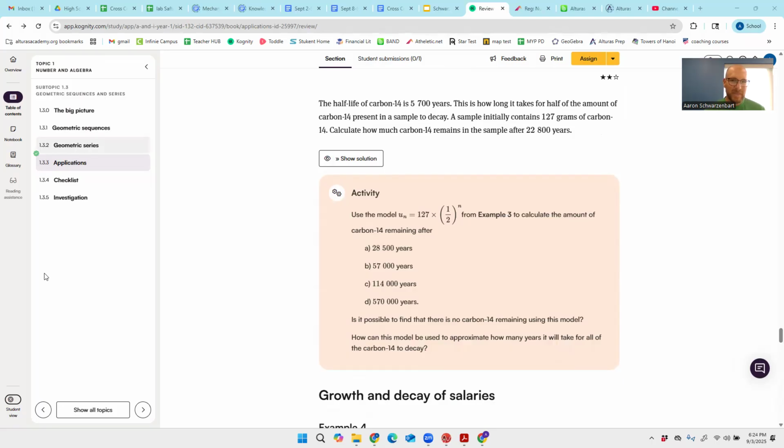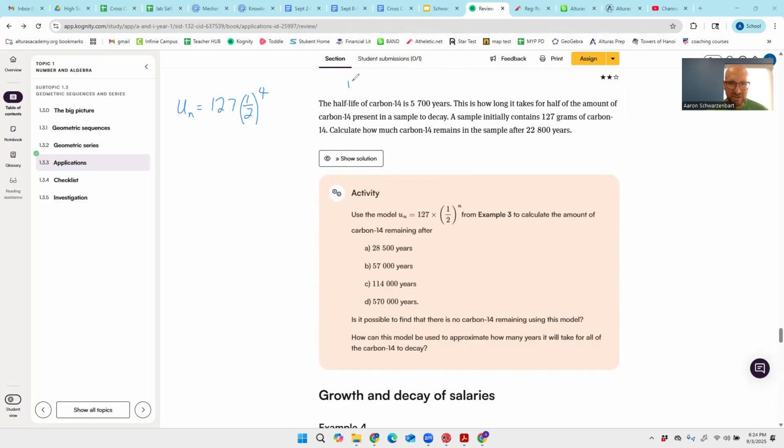So I have a feeling 22,800 is going to be a multiple of 5,700? It's 4. So this is the fourth term in the sequence. So again, 127 is the 0th term. That's what I start with. I am getting half every time, and this is going to be to the fourth power.